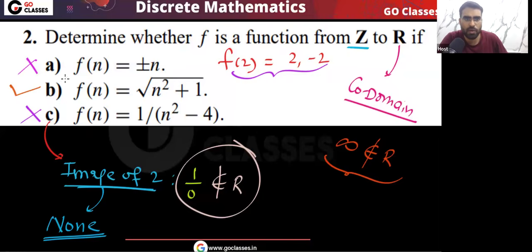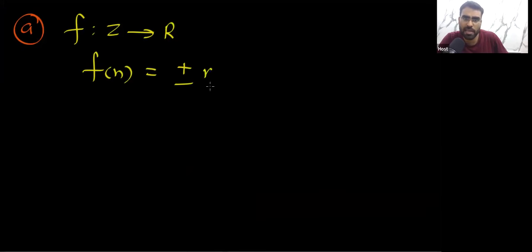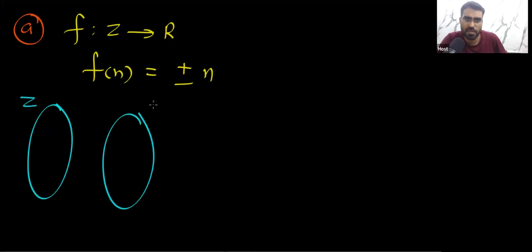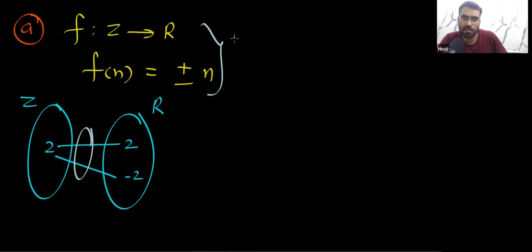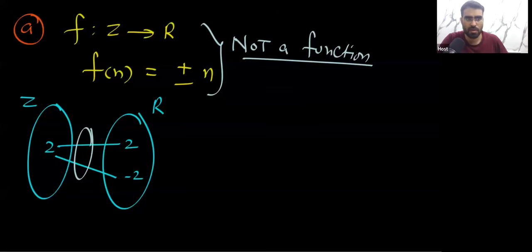Okay, and what about this option A? Please look at option A. It is a function from integers to real numbers, and we are saying that f(n) is equal to plus minus n. So tell me what will f(2) be? This is integers, this is real numbers. This 2 will map to 2 also, and this 2 will map to -2 also. So that is the reason I can say this is not a function. Is this clear? Okay, this is not a function, right? Let me know. And what about option B?